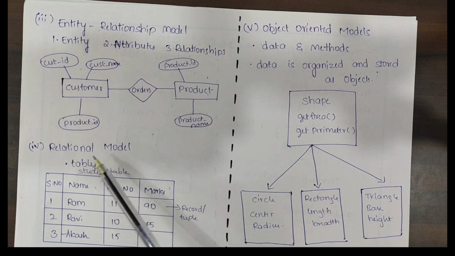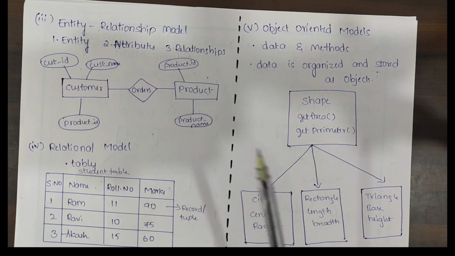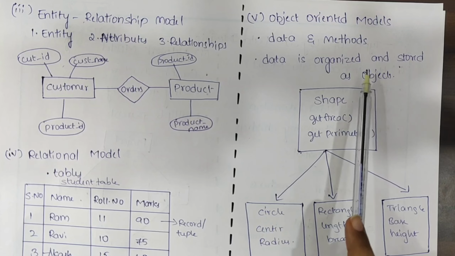Next, the relational model. The relational model is one of the most important and primarily used models nowadays, because everything is represented using tables here, in a rows and columns format. Here every row, every record, is called a tuple. Different tables are connected using primary and foreign keys. It is very simple, and nowadays MySQL, SQL Server, Postgres, and most SQL-based systems use this relational model. Next one, object-oriented models.